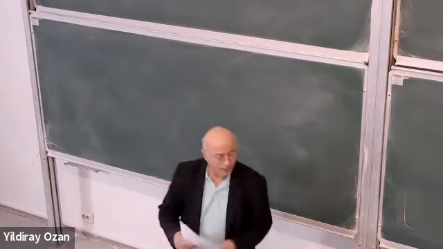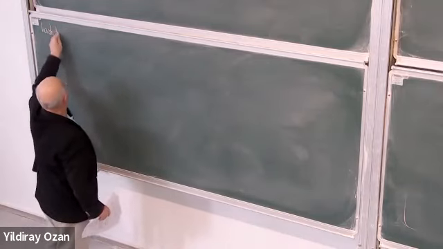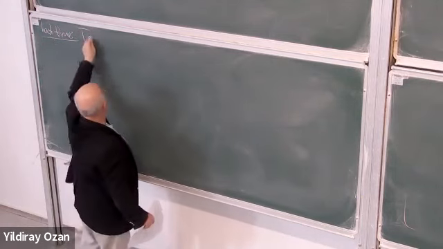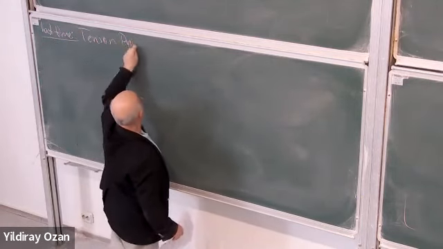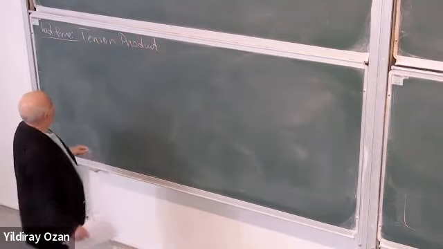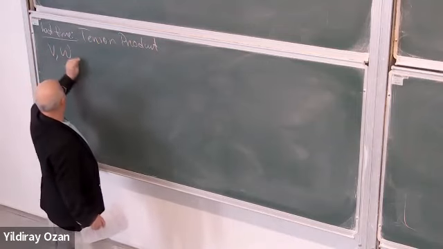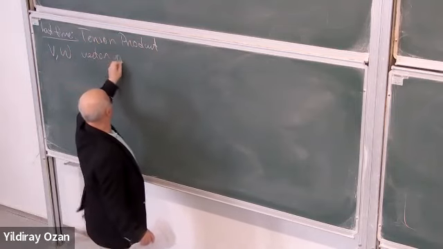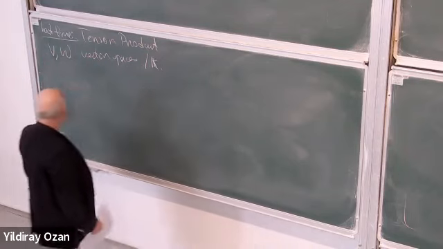Okay, so last time we started to discuss tensor product of vector spaces. So suppose V and W are vector spaces over a field K.